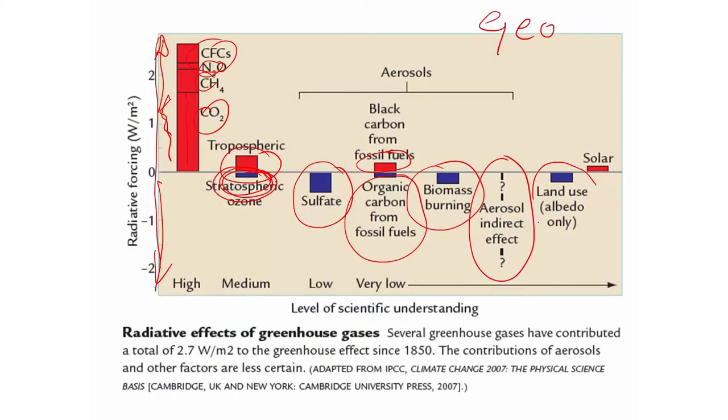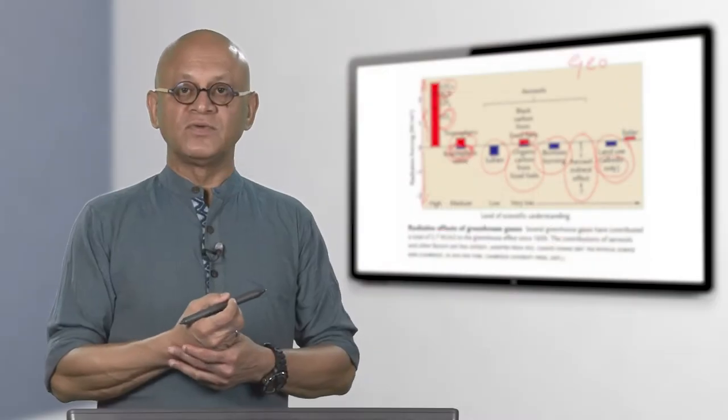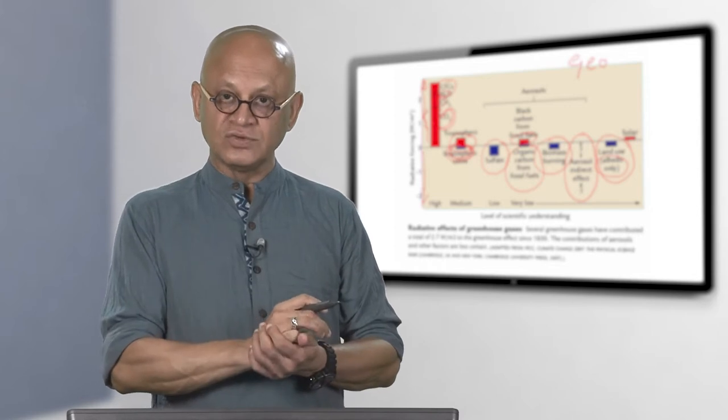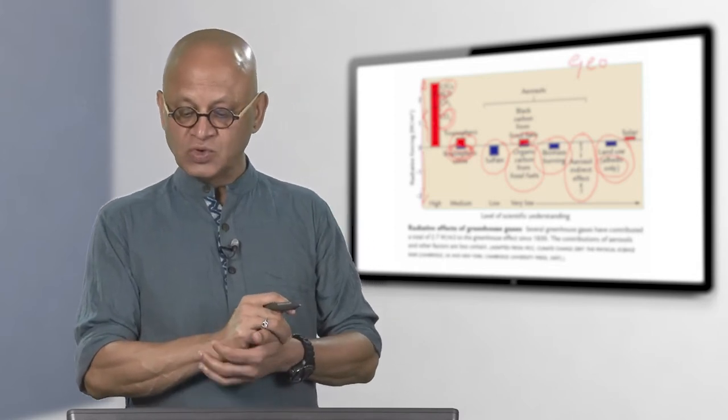Land use, the albedo change because of changing the types of vegetation or urbanization, increases the albedo. It says albedo only because it also has an impact on CO2, which we looked at when we looked at the growth of land use contribution to CO2, right?